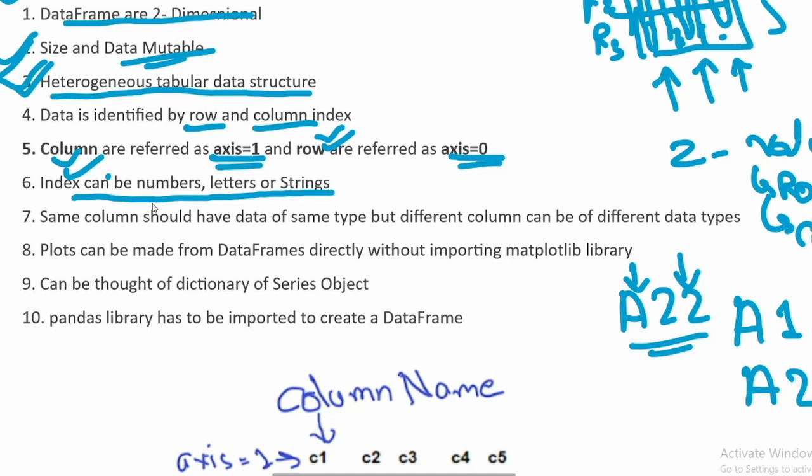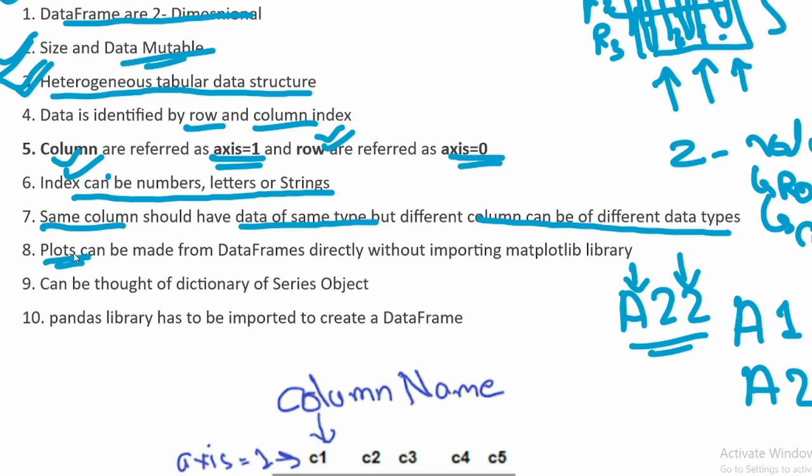So now as we discussed, the same column should have data of the same type. This is mandatory, but different columns can have data of different types. Now another important thing is making plots. From the data frame itself we can make plots. Now what kind of plots are we talking about? Line chart, bar chart, pie chart, right?